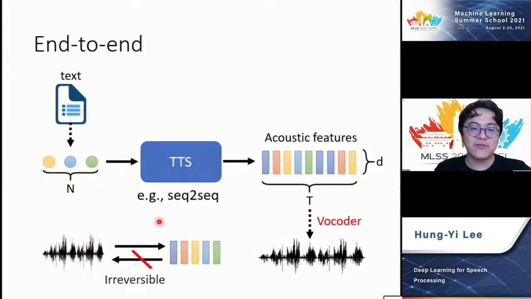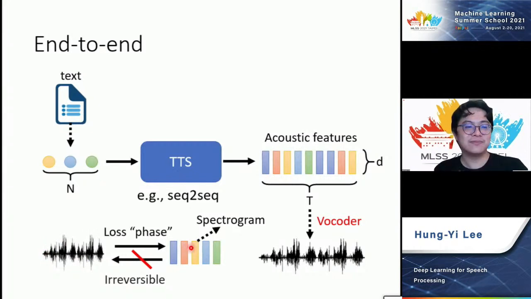When you transform the waveform into acoustic feature, it is not trivial to transform the acoustic feature back to the waveform. Let's take spectrogram as our example. When you transform the waveform into spectrogram, you lose the information which is called phase. Don't worry if you do not know what is phase. Here I have some example to show what is lost when we transform the waveform into the spectrogram. The original waveform sounds like this.